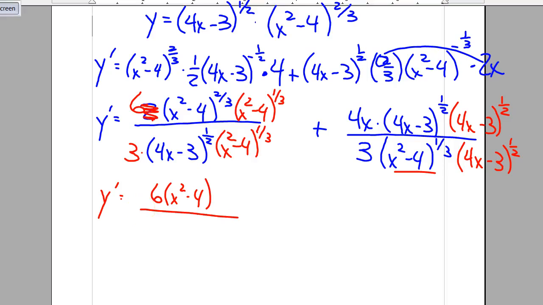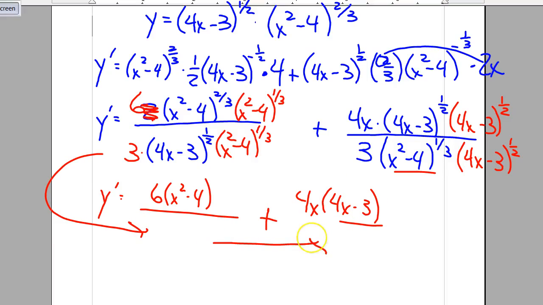Is it okay if I don't write the bottom over and over again? Yeah, it's fine. What happened to the 1/2? I multiplied it by 4. I got 2. And then I multiplied it by 3 from this thing and got up to 6. With me? So it's 6 times x squared minus 4 all over that stuff. Over here I get 4x times 4x minus 3 to the first, all over the same stuff.